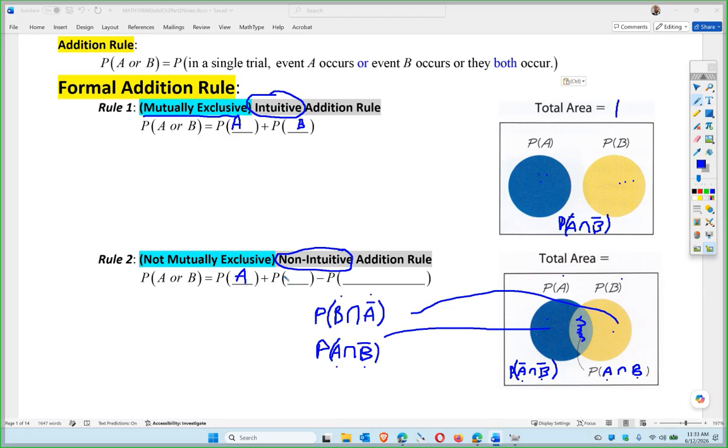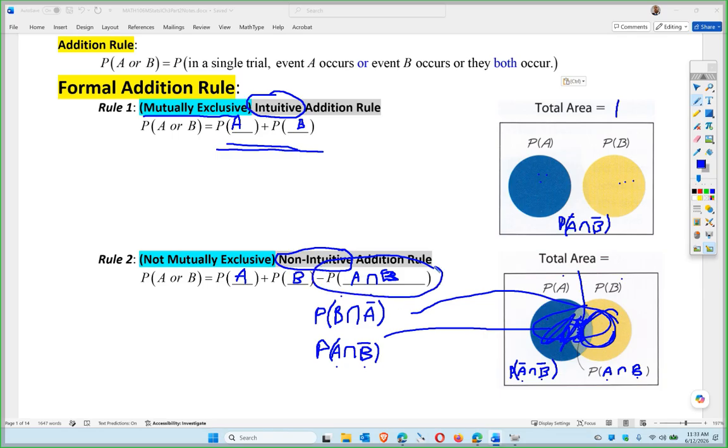All right, so you have A and B, but the problem is if you add up all of A and you add up all of B, you end up adding the center together, right? So therefore you have to subtract out the overlap, which is the AND case, right? Okay, so essentially intuitively or non-intuitively. If it's mutually exclusive, well, it's intuitive, just add the fractions or the decimals, call it a day. If it's non-intuitive, you have to figure out what that overlap is.